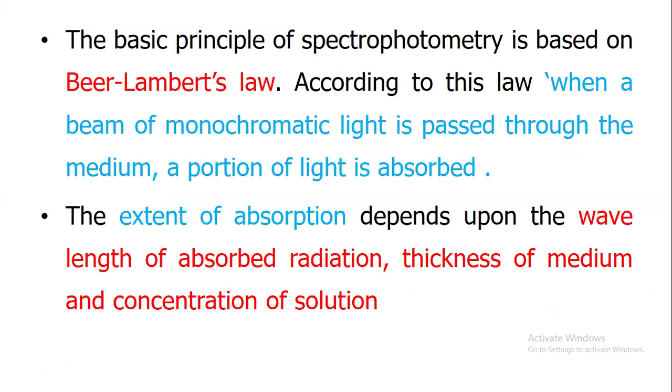The basic principle of spectrophotometry is based on Beer-Lambert's law. According to this law, when a beam of monochromatic light passes through the medium, a portion of light is absorbed. The extent of absorption depends upon the wavelength of absorbed radiation, thickness of medium, and concentration of solution.